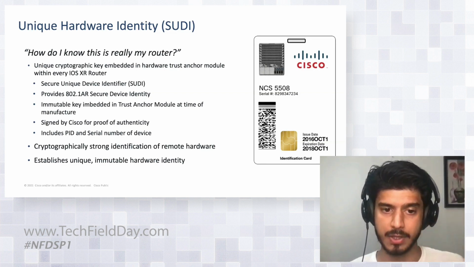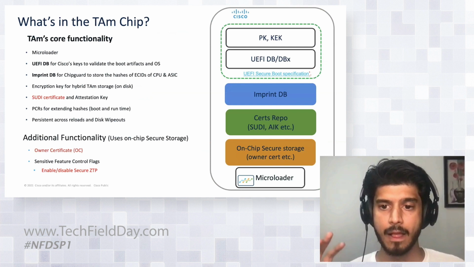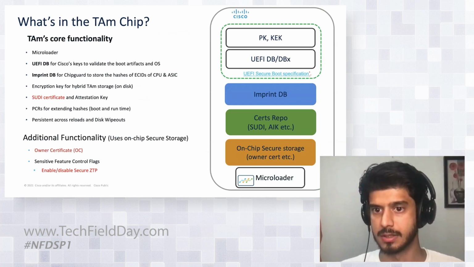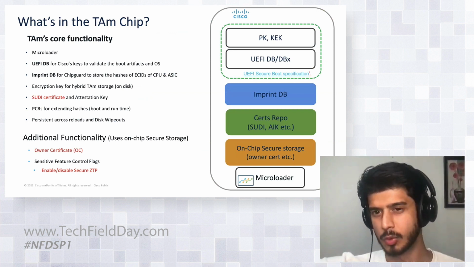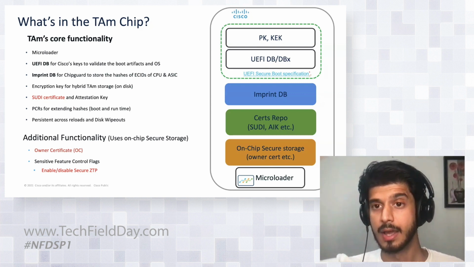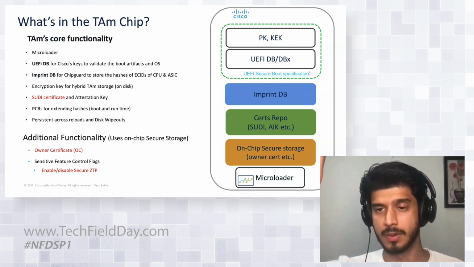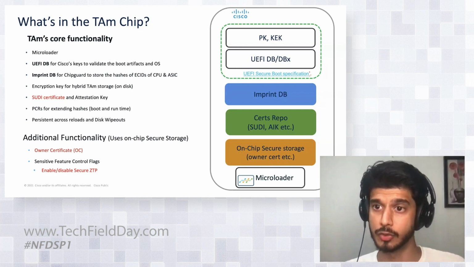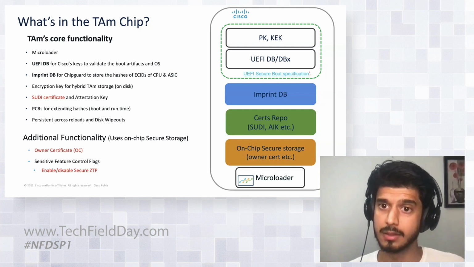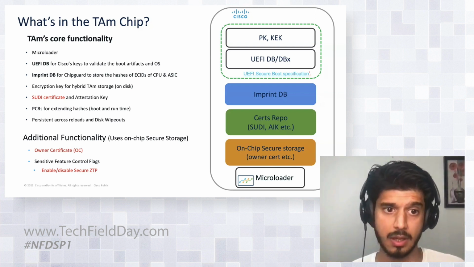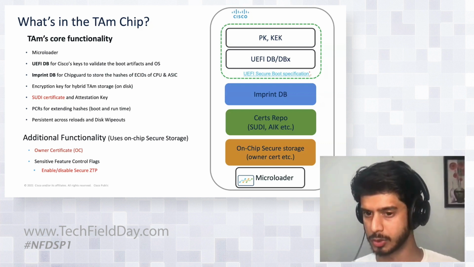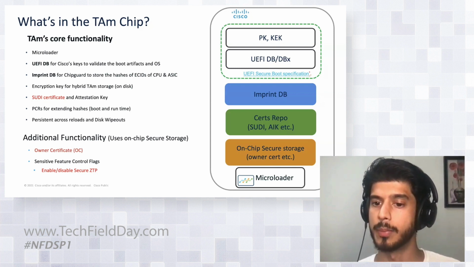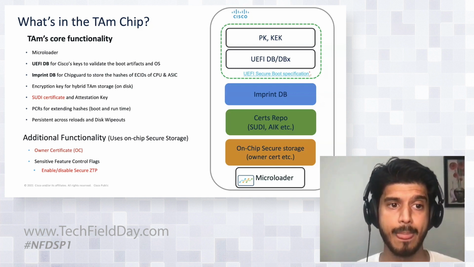So in order to establish this sort of unique identity, this is the structure that is utilized. Based on the UEFI secure boot spec, I believe 2.3.1 is the first one that started off with it. You have a bunch of keys, PK, KEK, the DB, DBX setup that allows you to have a bunch of keys signed by Cisco in the chip, which is with TAM. And then you have a few more locations, particularly the on-chip secure storage that you see here, which can also allow you to bring in certificates from the customer into play, right?